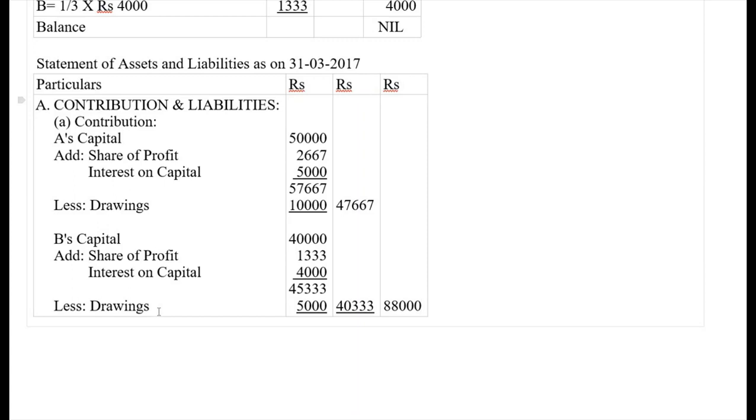Then the next one here, B, general reserve. In this problem we don't have any general reserve, so just put a dash here. So this is 1, we shall call it 1. Then the next one here, number 2, liabilities.